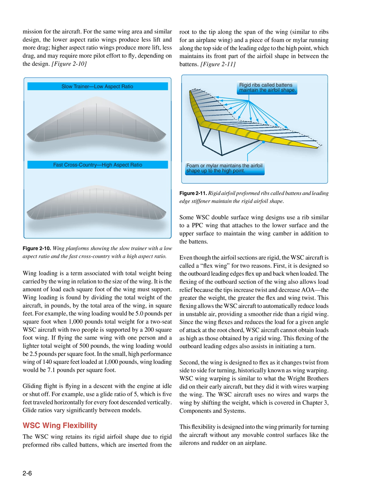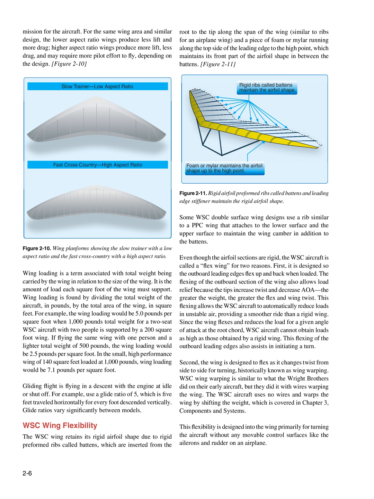The WSC wing retains its rigid airfoil shape due to rigid preformed ribs called battens, which are inserted from the root to the tip along the span of the wing, similar to ribs for an airplane wing, and a piece of foam or mylar running along the top side of the leading edge to the high point, which maintains its front part of the airfoil shape in between the battens.